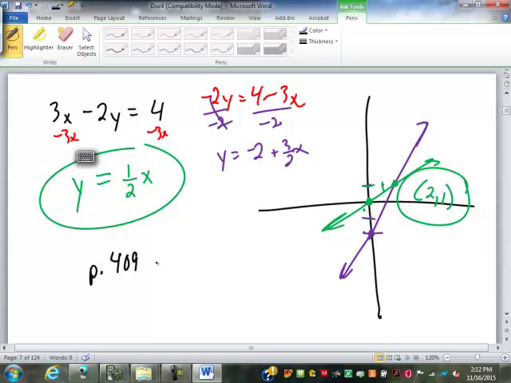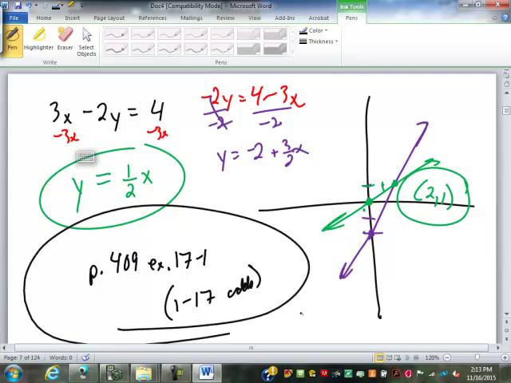Tomorrow, on page 409, exercise 17-1, there's 1 through 17 if you want to work on the odds.